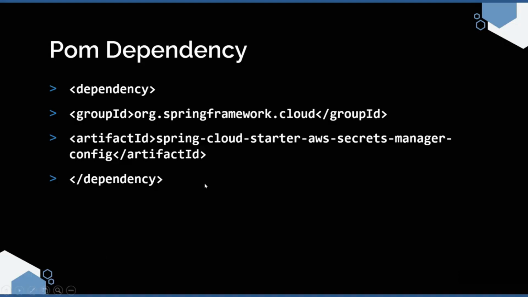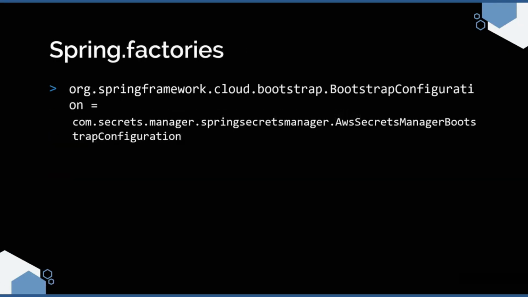Once you add this dependency in your application, the next step is you need to create a META-INF folder. I'll show you everything in my Eclipse, but before going to the code, let me just tell you the essential files that your application needs. So go to your src/main/resources, create a subfolder called META-INF. Inside META-INF, you create a file called spring.factories, and you just have to copy paste this line.